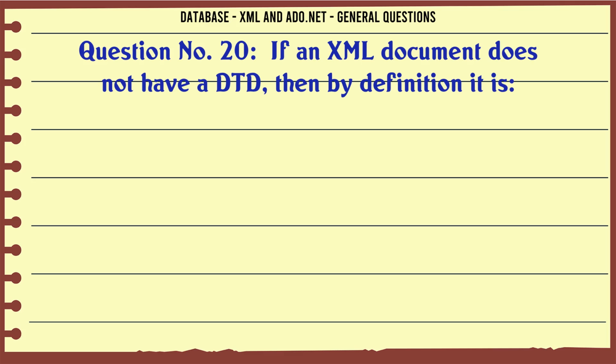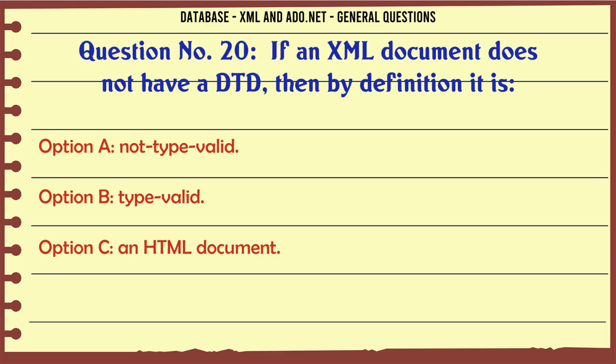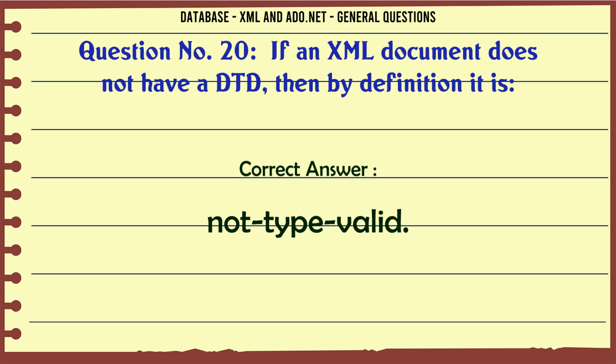If an XML document does not have a DTD, then by definition it is A. Not type valid, B. Type valid, C. An HTML document, D. None of the above is correct. The correct answer is not type valid.